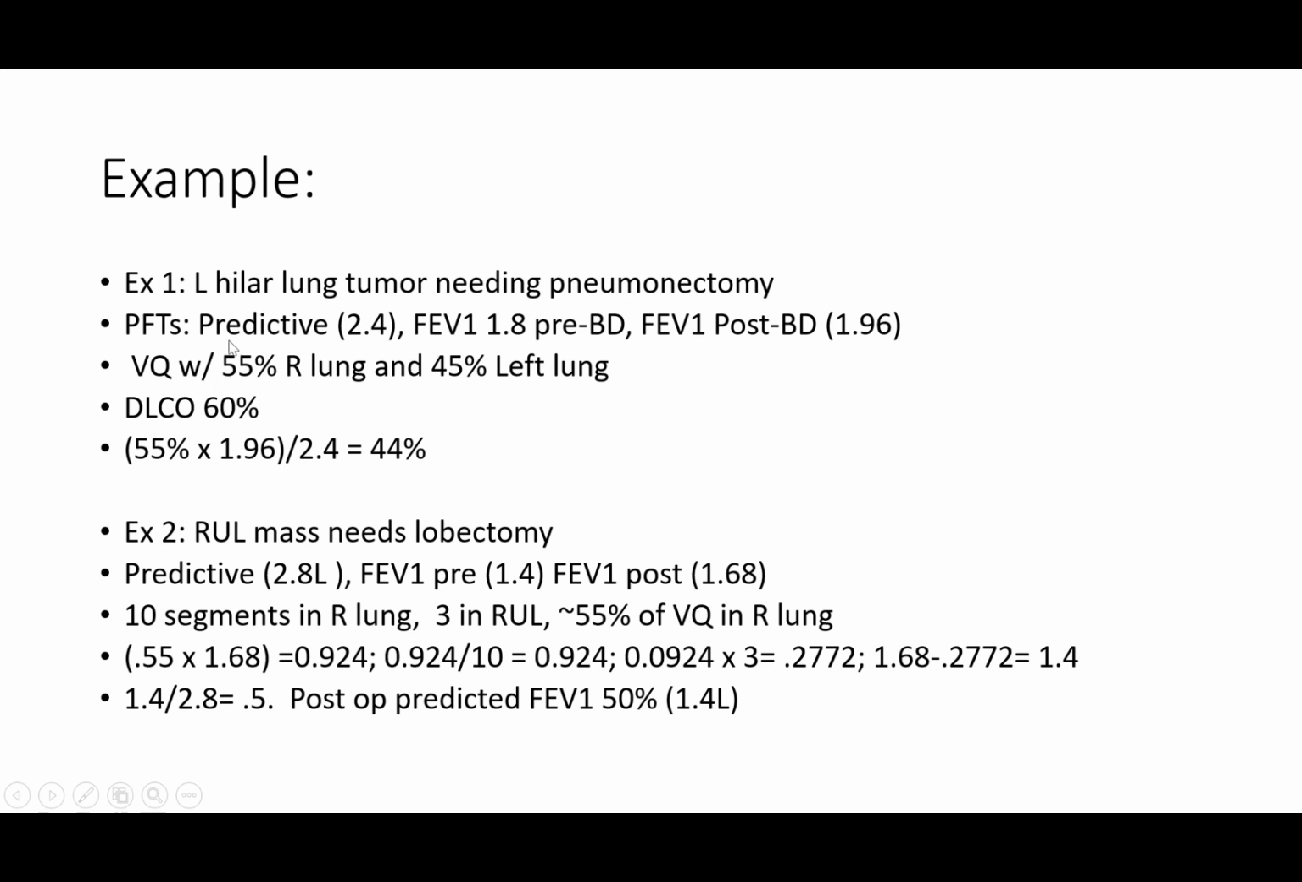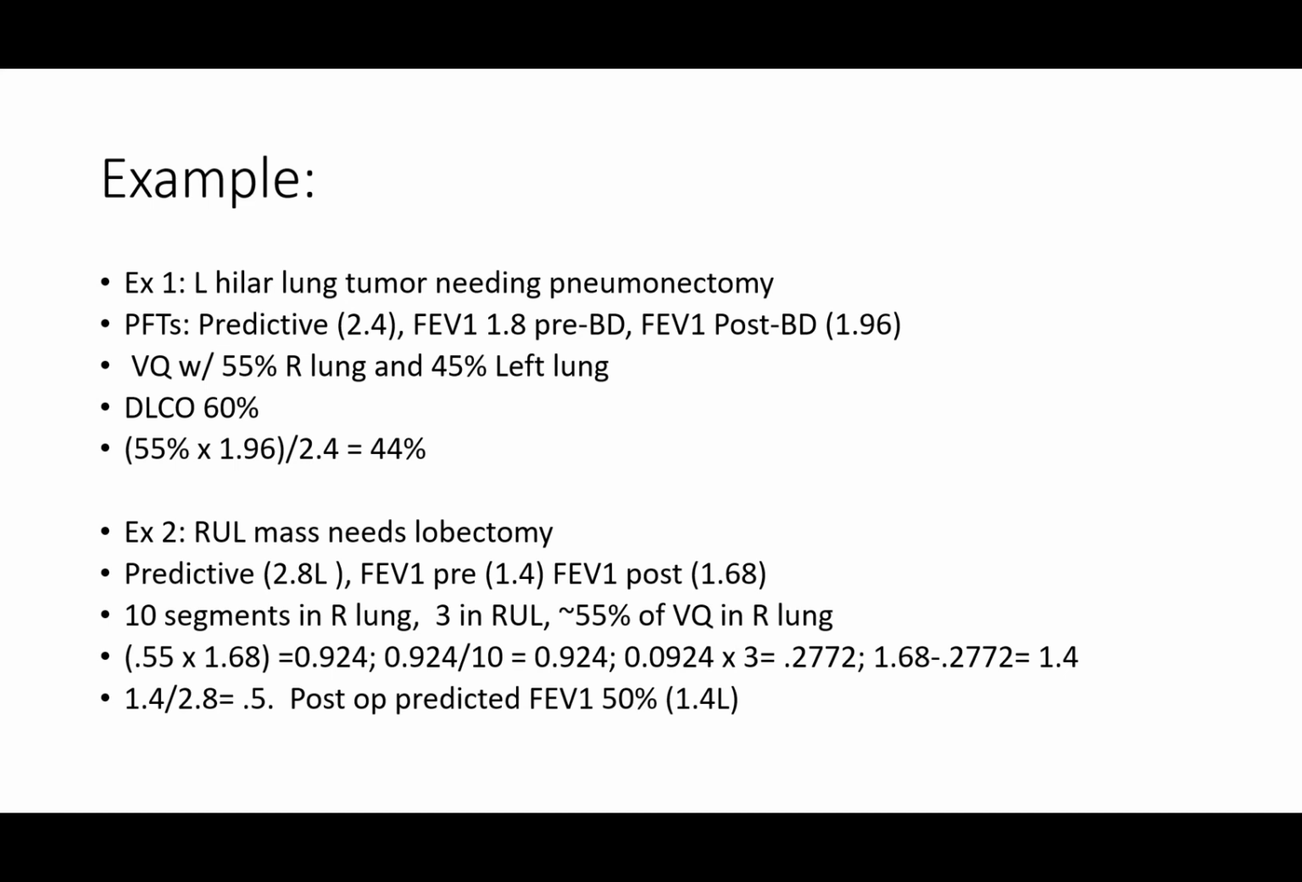So you take the right lung, which they're going to remove, 55%, so 0.55 times 1.96 divided by their predicted, which gives you a 44% value. So remember, an FEV1 of greater than 40% predicted post-op after whatever it is you're removing is adequate risk for surgery and should tolerate it.